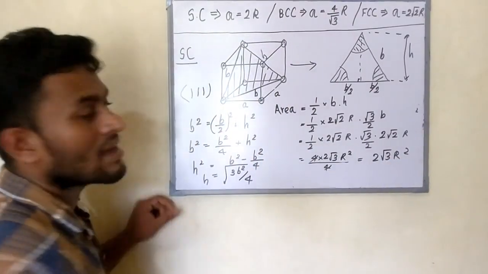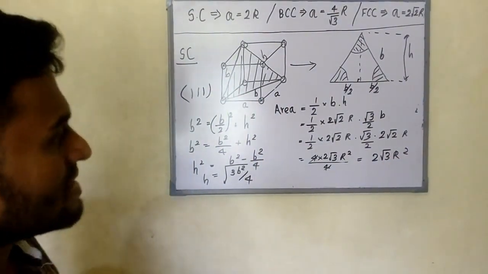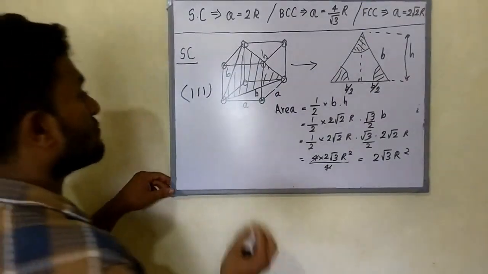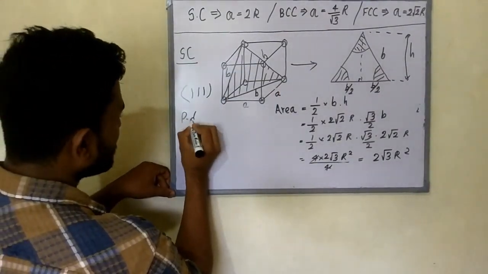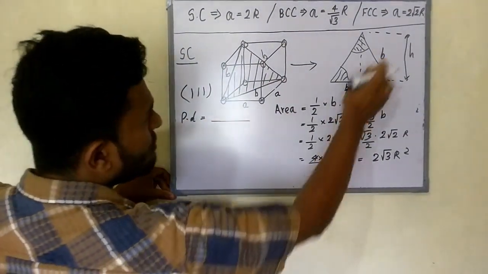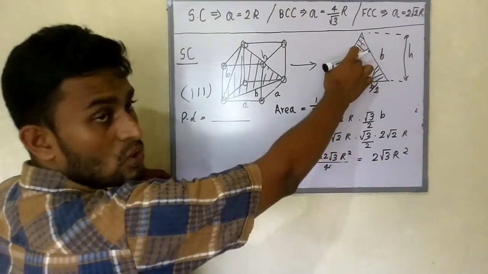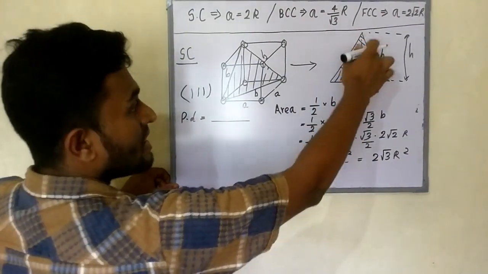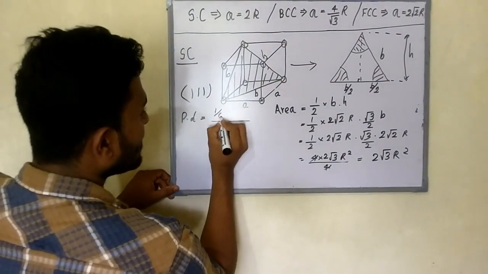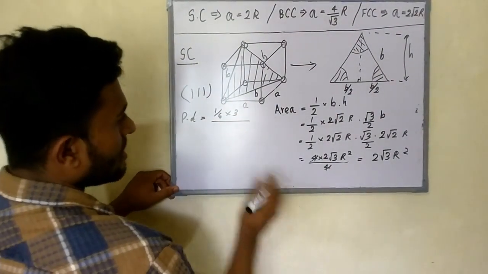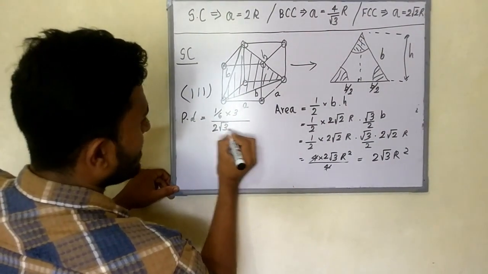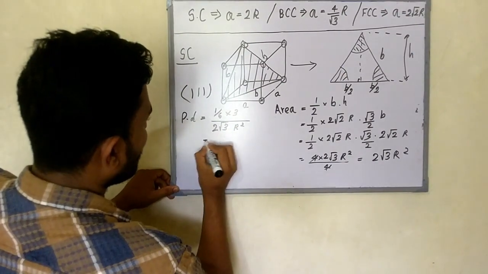That is your area. So let's find out the planar density. We want to find out the planar density, that is number of atoms centered on the plane. Here for this plane, you know 1 over 6 into 3 atoms are going to be shared. 1 over 6 into 3. Here the area is 2 root 3 R squared.